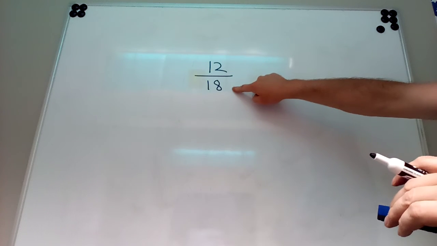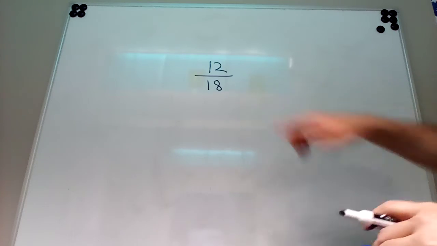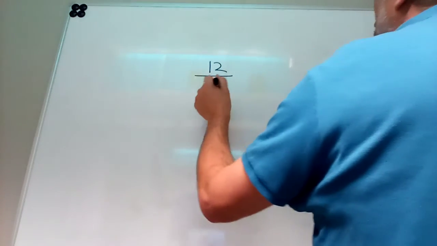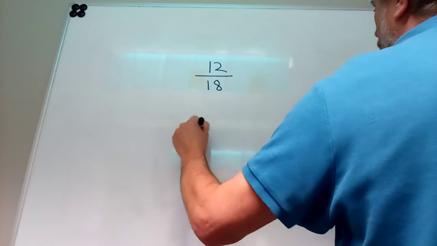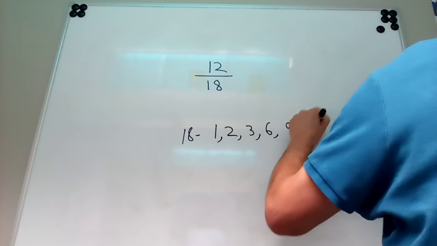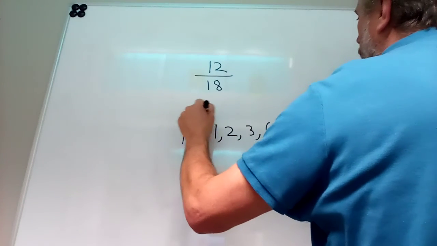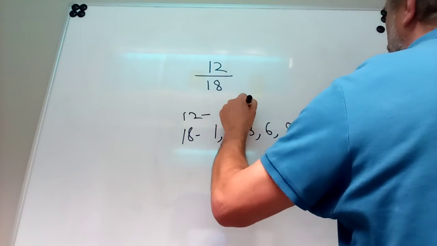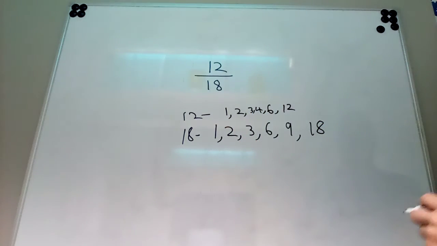The factors of 18 are 1, 2, 3, 6, 9, and 18. There's that many of them. And then the factors of 12, of course, are 1, 2, 3, 4, 6, and 12. So those are the factors of 12 and the factors of 18.